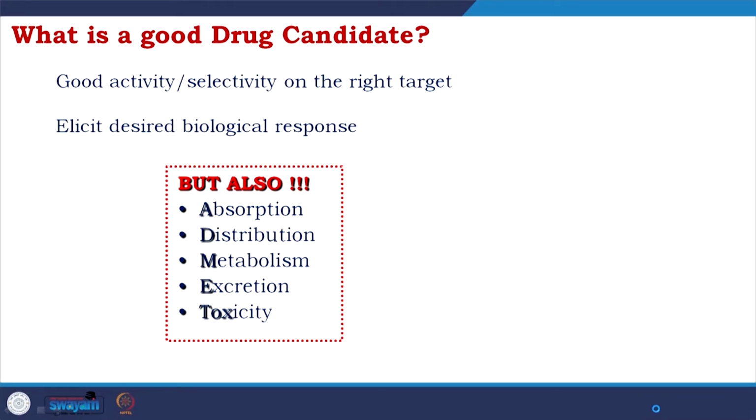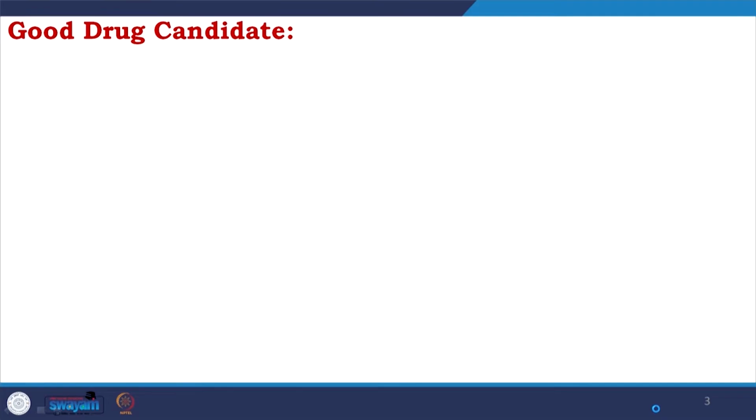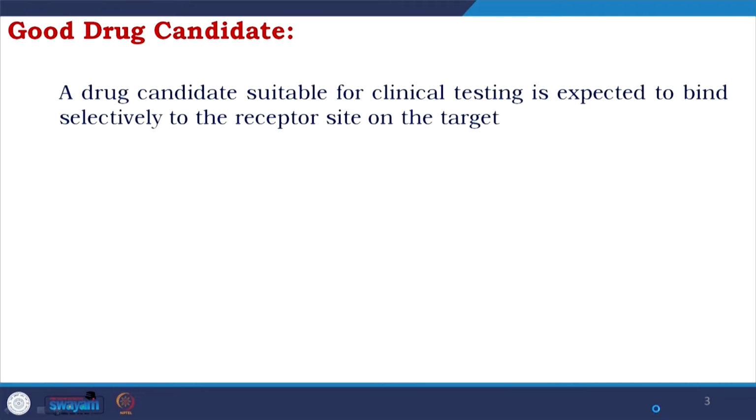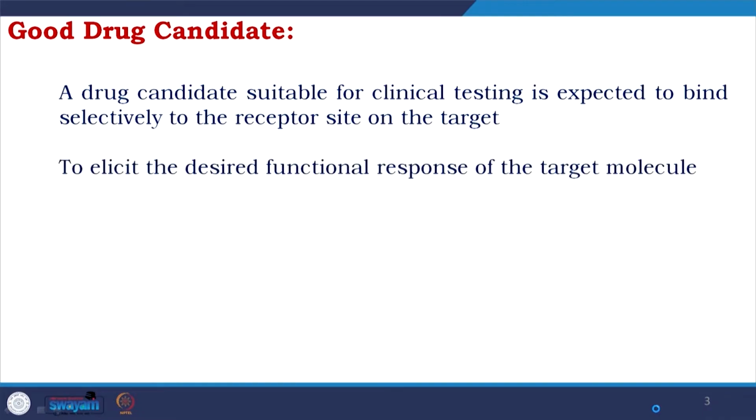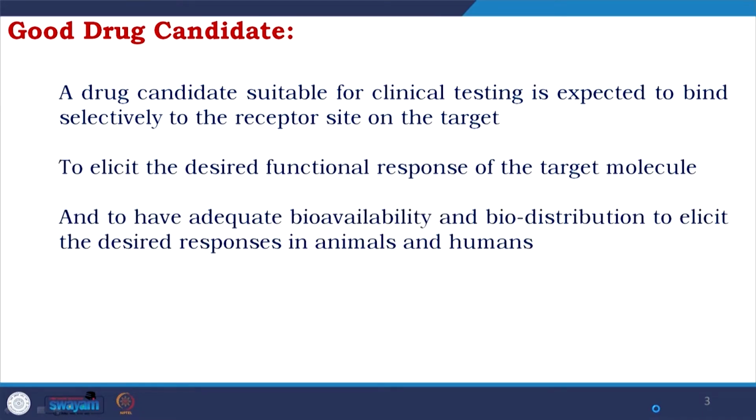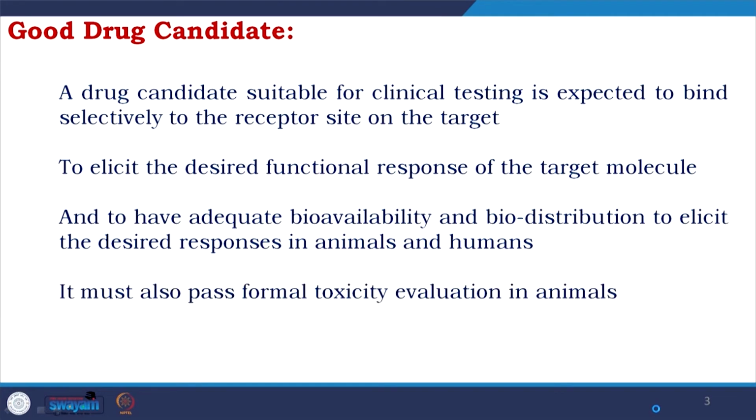have: good activity, selectivity on the right target, eliciting the desired biological response, but at the same time it should have ADMETox. So, the definition of a good drug candidate is a drug candidate suitable for clinical testing, expected to bind selectively to the receptor and elicit the desired functional response. In addition, it should have adequate bioavailability and biodistribution to elicit the desired responses in animals and humans, and it must also pass formal toxicity evaluation in animals.